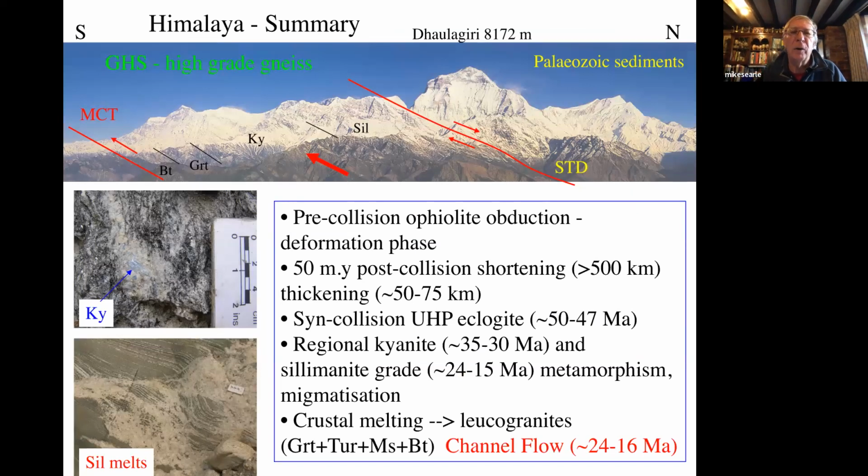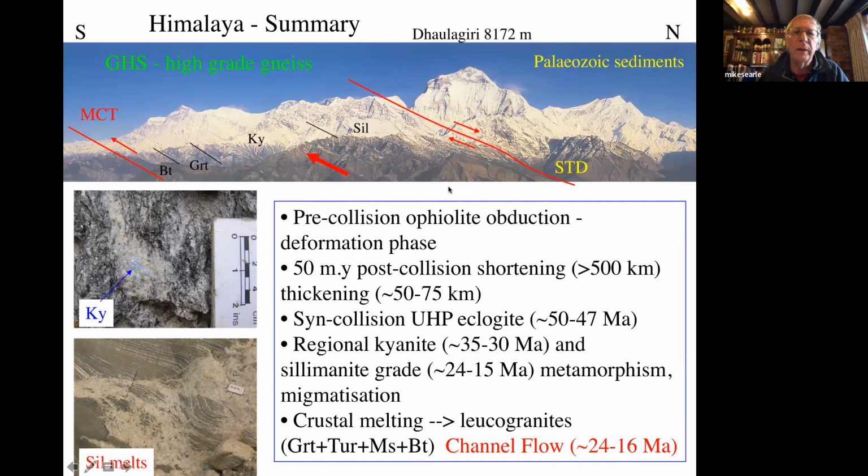Okay, so to summarize what's going on in the metamorphic sequences of the Himalayas, this picture here is taken from Poon Hill, looking west across the Kaligandaki, which is supposedly the deepest gorge in the world between Dhaulagiri and Annapurna. It's an absolutely spectacular sequence. So the Kaligandaki gorge is deep down in here.